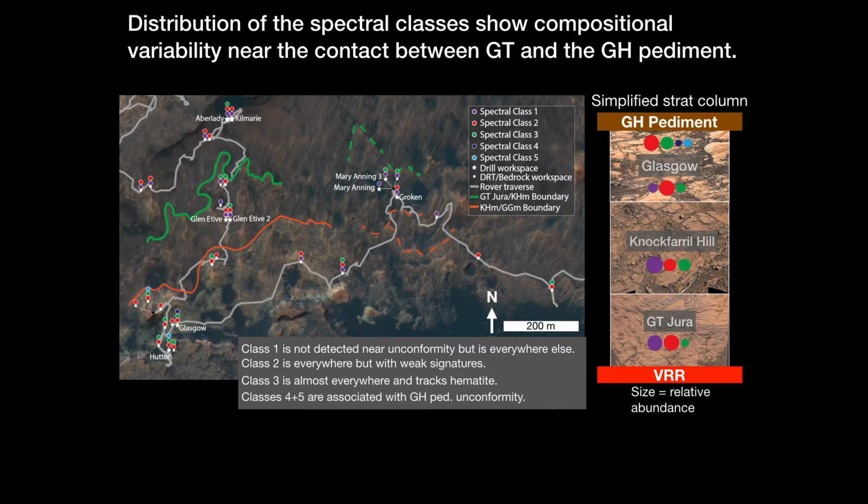Now, the distribution of these spectral classes is an important aspect of this work. On the left here, we have a bird's eye view of the traverse, where each of the colored dots represents a spectral class, consistent with the colors from the plots we've observed previously. I'll be highlighting the trends that I've already touched on, but this is just another visual representation of them.